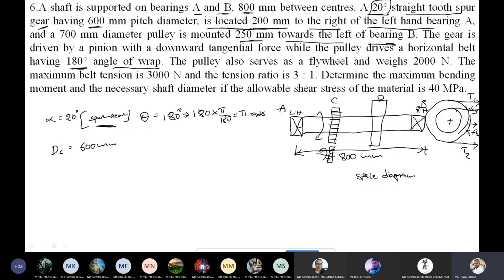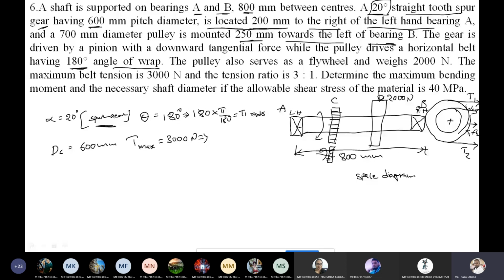Okay. Then the pulley also serves as a flywheel, and its weight is 2000 newtons. The pulley weight is given, and the pulley weight always acts vertically downwards. That is 2000 newtons. The maximum tension in the belt is given, T max, 3000 newtons. So where can we find the maximum tension in the belt? In the tight side we can find the maximum tension.